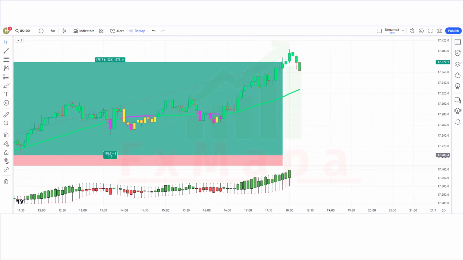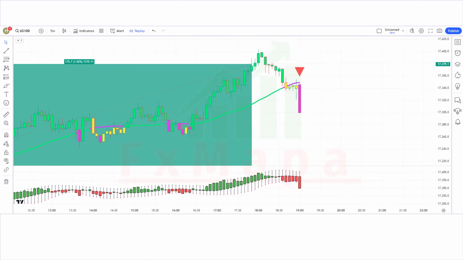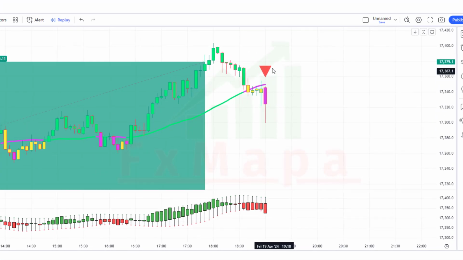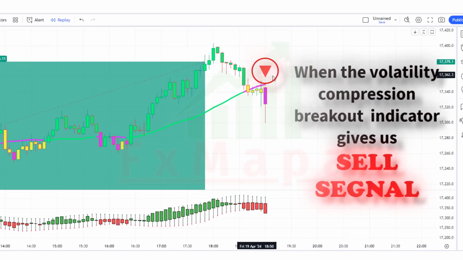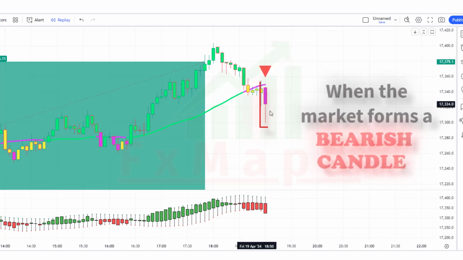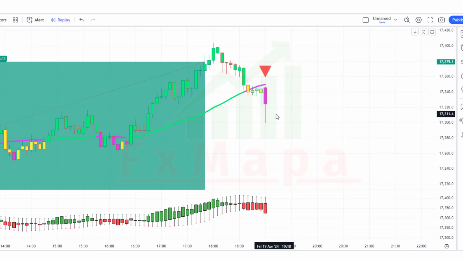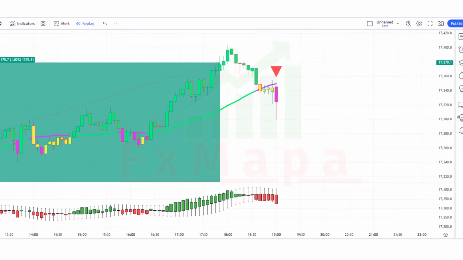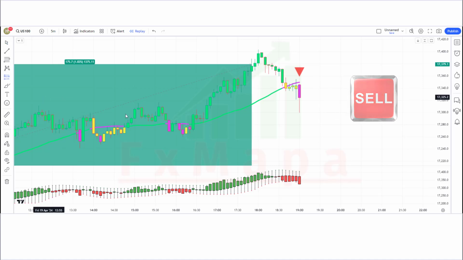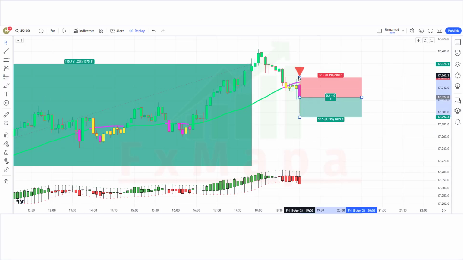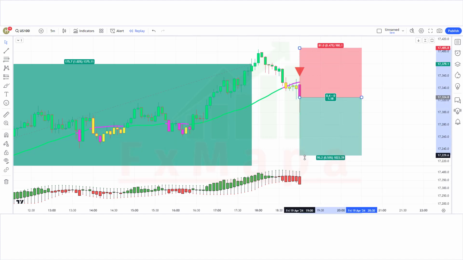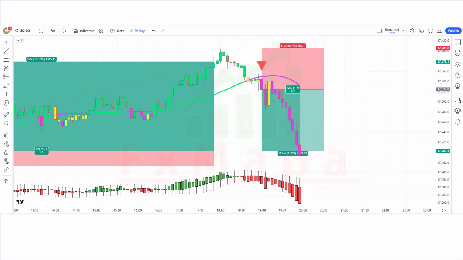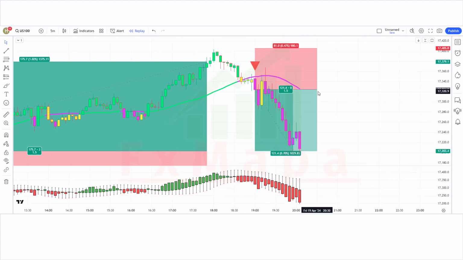Now, let us understand the short position. When the volatility compression breakout indicator gives us sell signals, when the market forms a bearish candle, and when the bar histogram of the regressive trend channel indicator is a bearish histogram, if this condition is fulfilled, then we will place a sell order. Our stop loss will be placed at the current market's higher level, and the risk to reward ratio will be 1:1.5. The market has completely hit the target.